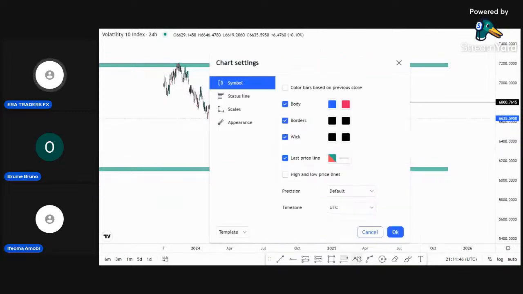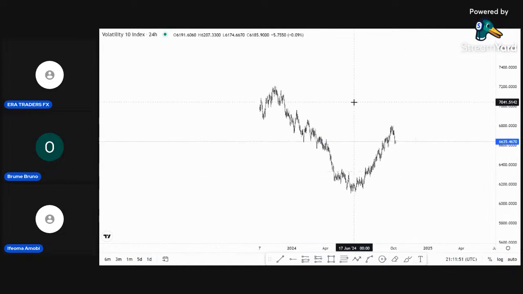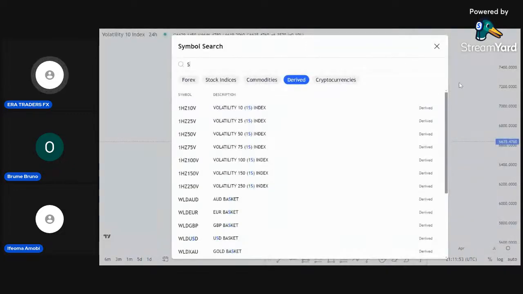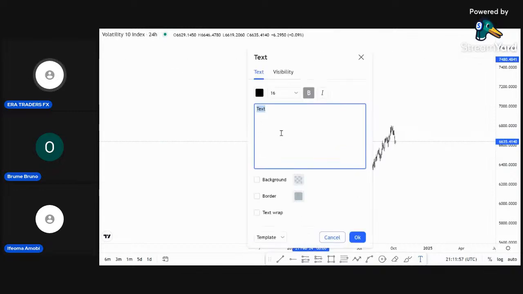So write it down: support and resistance. From the words support and resistance, what do you understand by support? What do you understand by resistance?